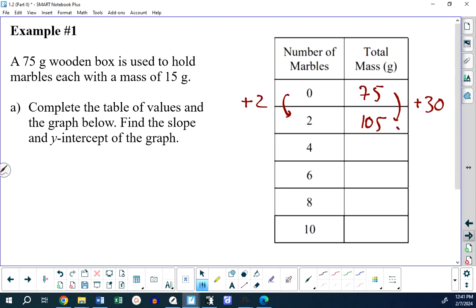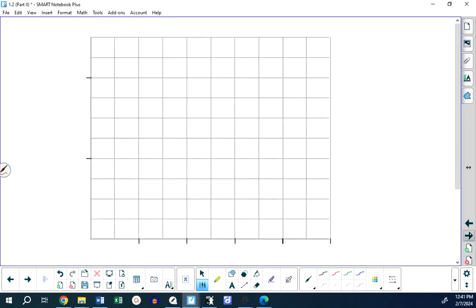So why do I know that this is going to go up 30 grams as well? We're adding 2 marbles. This goes back to the idea that you're adding the same amount each time to x, so whatever y increases by, that has to be the same amount each time. So basically, once you figure that out, you can continue to add 30. And I'm doing this in my head, so I would like everybody to double check my math. You're getting the same numbers, in other words. Yes? Okay. And complete a graph. Okay. So here's the grid that we have to use.